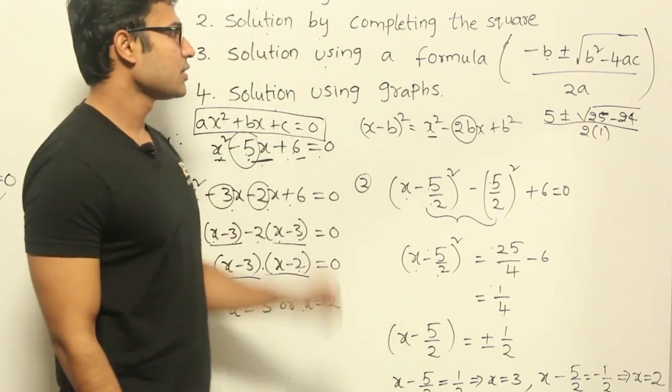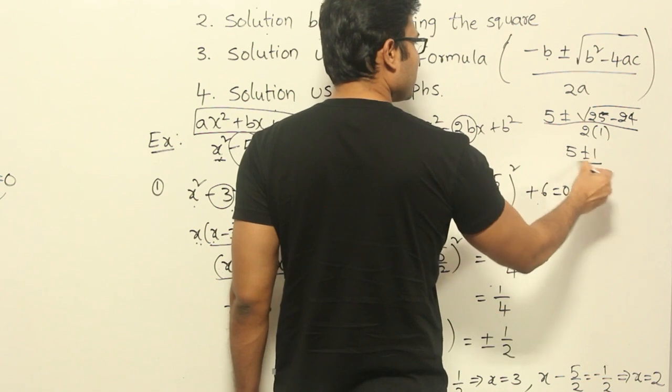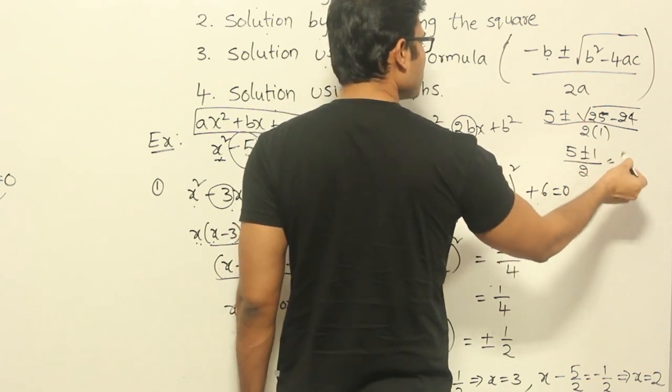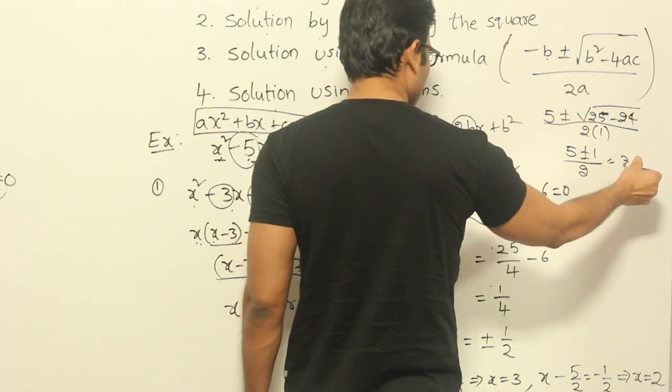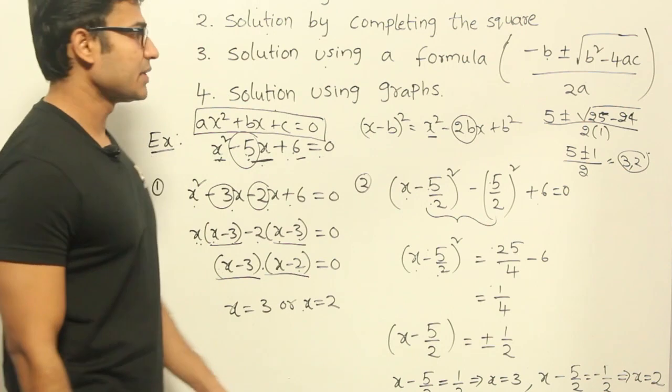Alright, so now if you substitute it, you are going to get 5 plus or minus 1 divided by 2. So this value is going to be either 3 or 2. So again, using the formula also we are going to get the same answer.